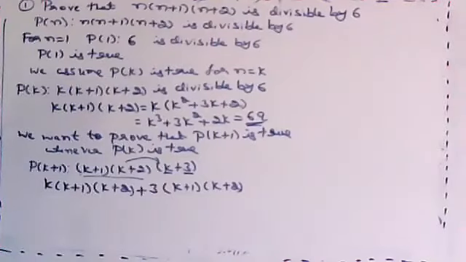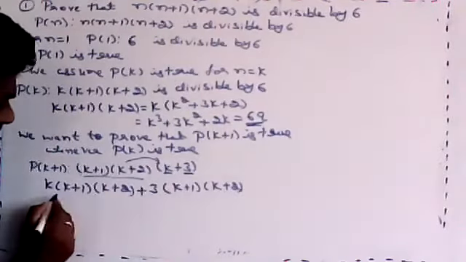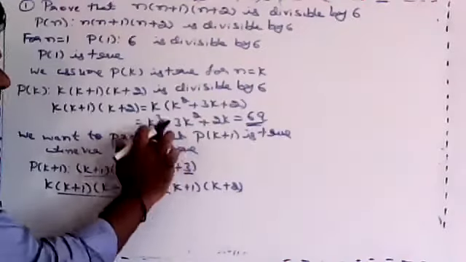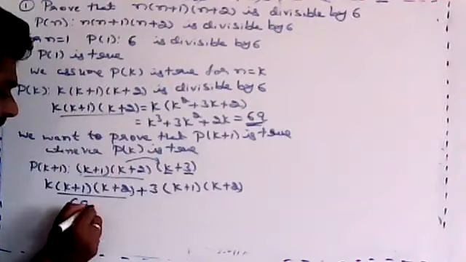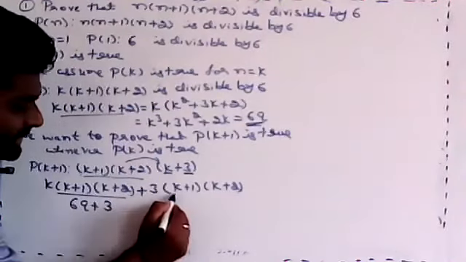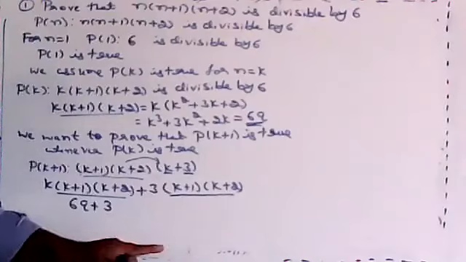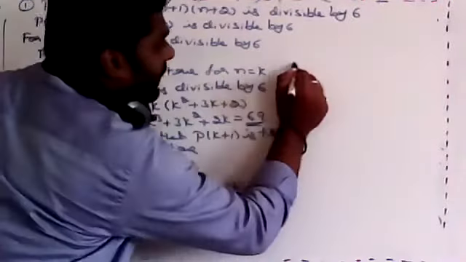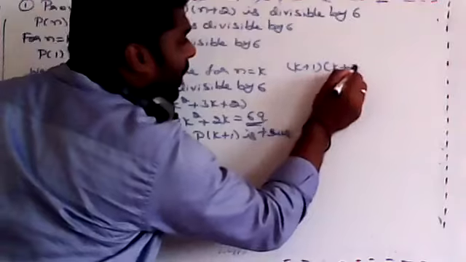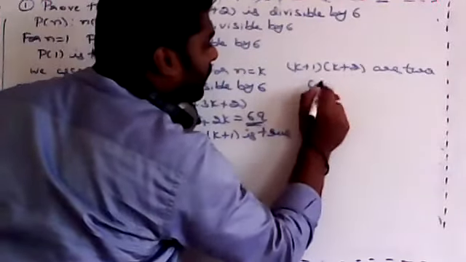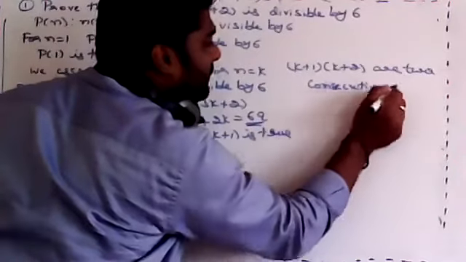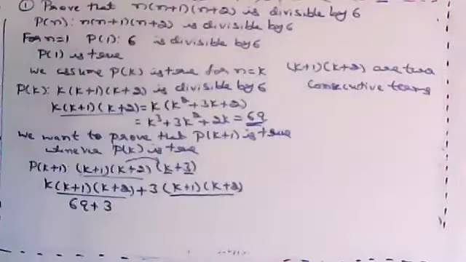Okay. Now you see, this one we know that this term is 6 cube. So no need to simplify that one. Directly I'm taking this one term only, 6 cube. Plus here you take 3 into this consecutive term, k plus 1 into k plus 2. So k plus 1 into k plus 2 are two consecutive terms. As we know that two consecutive terms are a multiple or divisible by 2 and 3, correct or not? 2 and 3.